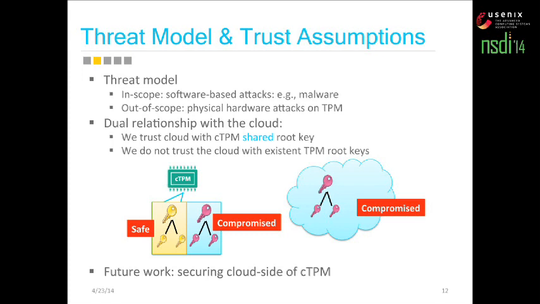For trust assumptions, our cTPM design keeps a dual relationship with the cloud. On one hand, it trusts the cloud for the shared root keys, and all the keys derive from these shared root keys. However, it keeps all the root keys in current TPM design local to the chip and isolates them from the other shared keys. As a result, even if the cloud is compromised, only the keys shared with the cloud will be compromised. The keys that are local to the TPM chip will still be secure.